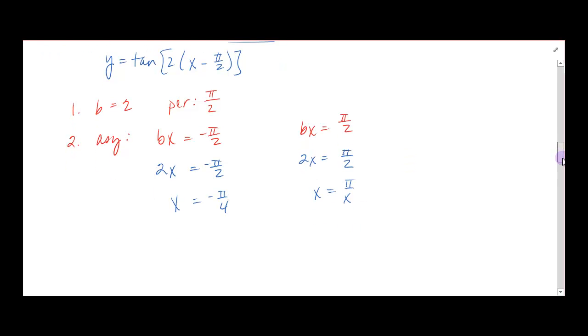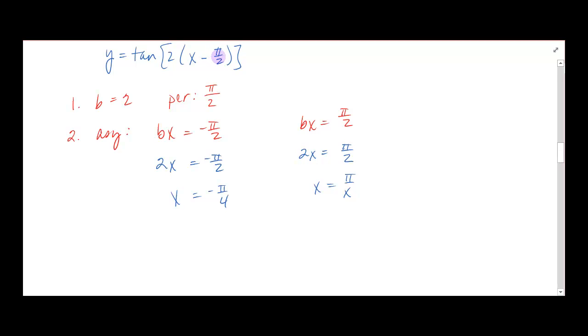Now the phase shift. The phase shift says that I'm going to use the opposite sign here. I'm going to add pi over 2 to each of these vertical asymptotes. That's what the phase shift is going to get me on a tangent function. So the phase shift is going to be by positive pi over 2. So I'm going to come in and I'm going to add pi over 2. Oops, this should be pi over 4, shouldn't it?